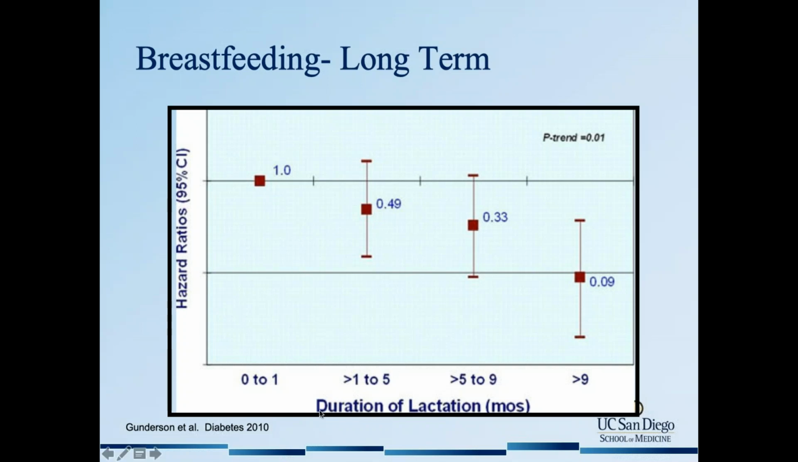And what she noticed was that there was a dose response in regards to the hazard ratio for developing metabolic syndrome in mothers who breastfed, so that mothers who breastfed for greater than 9 months had a higher reduction, and this is a hazard ratio here, in the development of metabolic syndrome if they breastfed. So it's very important to counsel our patients regarding not only breastfeeding, but breastfeeding for longer periods of time.